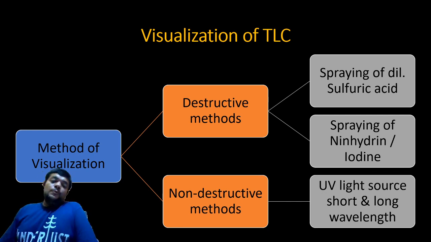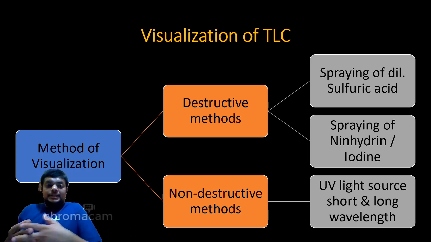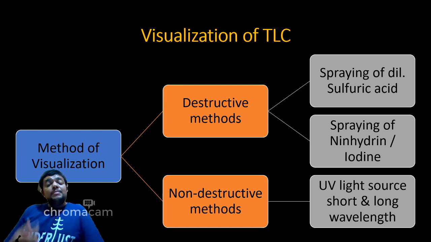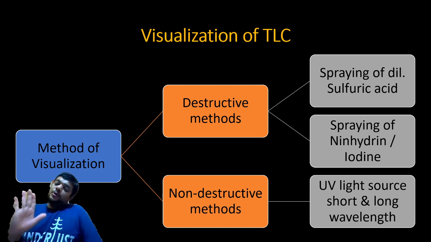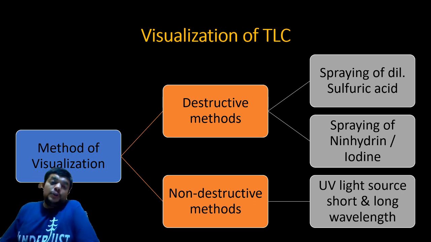While visualizing the samples, there are different methods of visualization. Method number one is the destructive method of visualization, and method number two is the non-destructive method of visualization. Non-destructive method of visualization means a TLC plate, once visualized, can be visualized again and again, and the spot remains as such for a while. Such a method is a UV light source of shorter and longer wavelength that can be used to visualize your plate. And this is generally called a UV cabinet or a UV chamber.